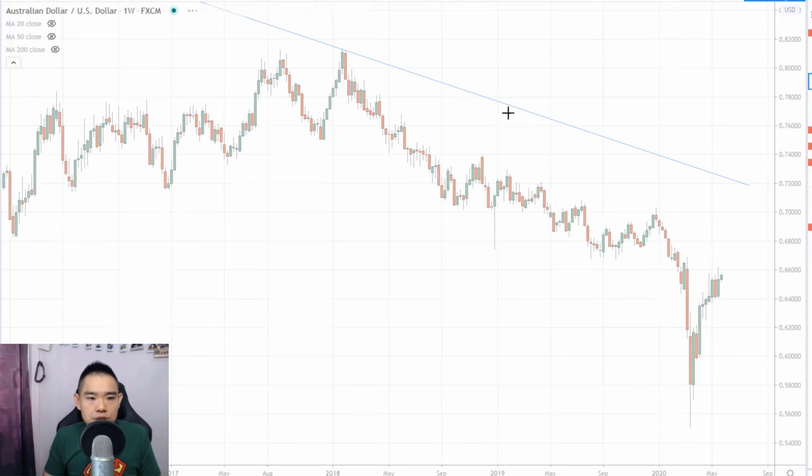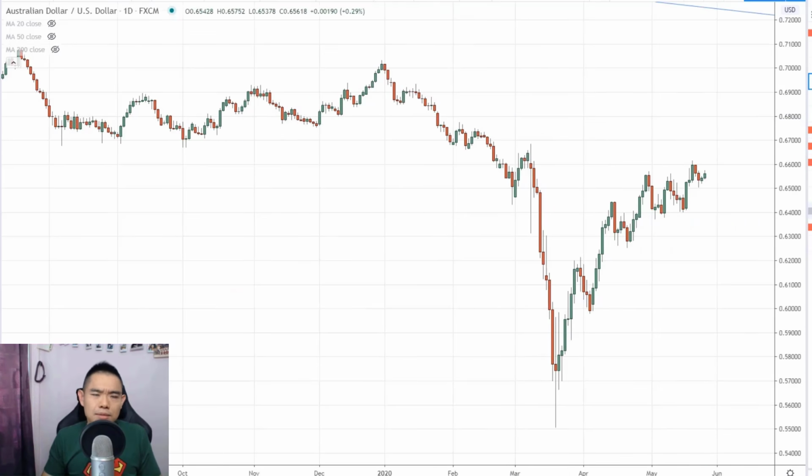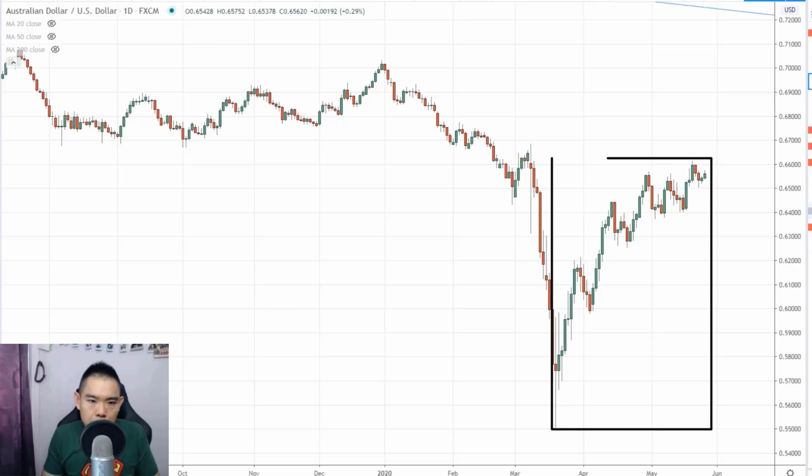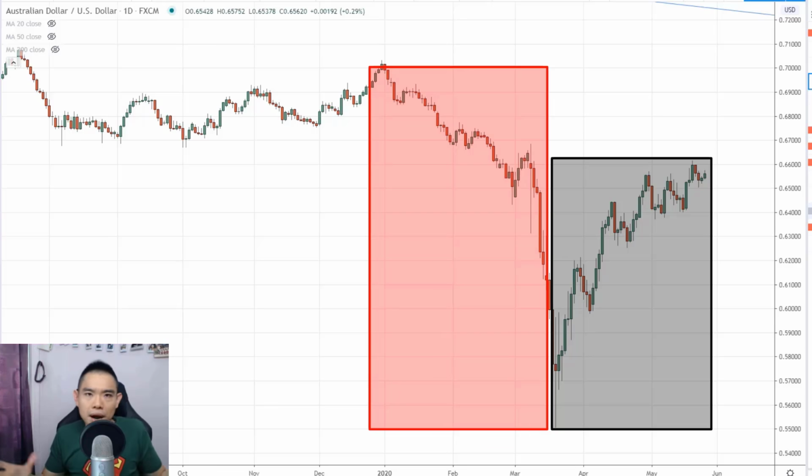How about this? Aussie dollar. If you look at this chart, again, similar, right? Rayner, should I be buying or selling? Because if you look at this, Rayner, this is where the price is heading higher. But Rayner, over here, the price is heading lower. So should I be buying or selling?